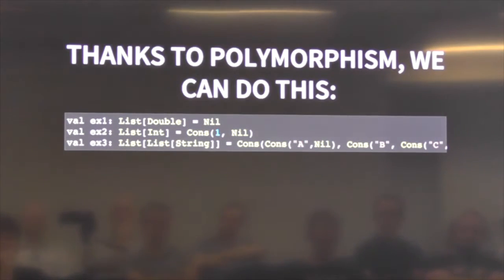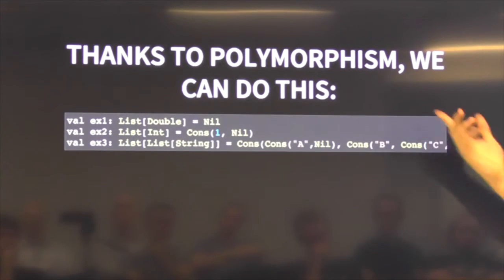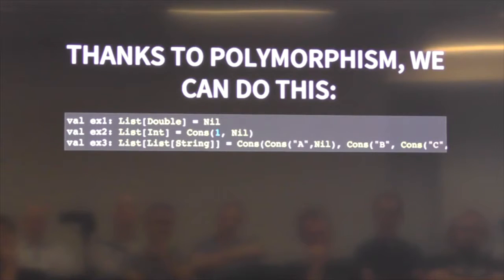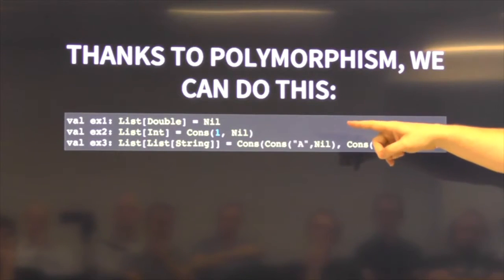But because we've defined our list as a list of A, we can do things like this without having to define a list that contains doubles and a list that contains ints in all separate implementations. We have one list of A which covers all of this. And you can see the different constructors will just work. It doesn't matter which. And the nil is based on the type.